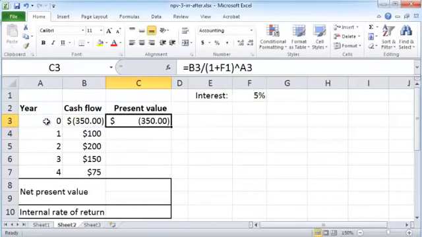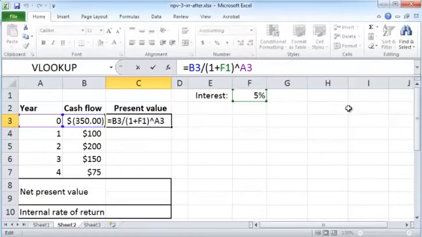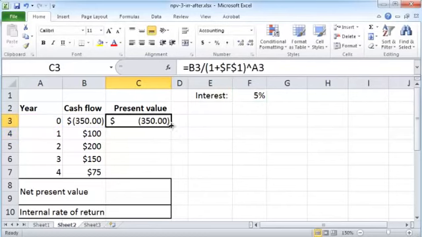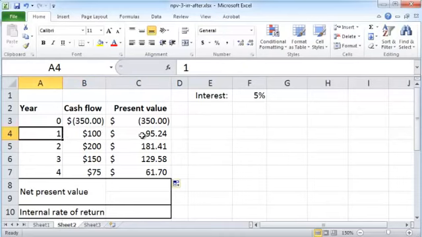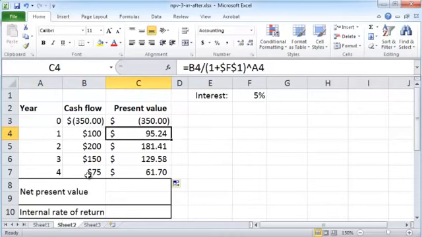So I'm just going to press enter, and I also want to press F4 so that the F1 cell here becomes $F$1, so that as I copy this formula down, the interest rate cell remains F1, and I copy this down to all the other cells. So now you have the present value of $100 1 year from now is $95.24.